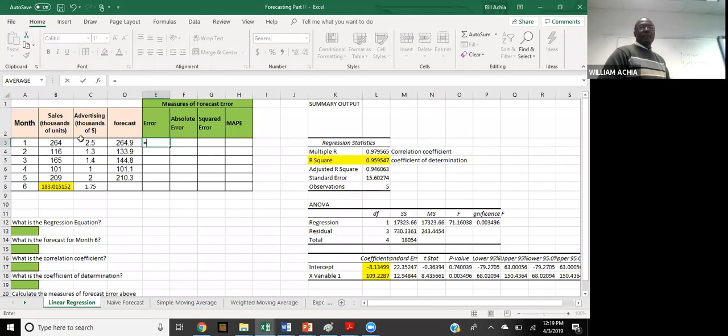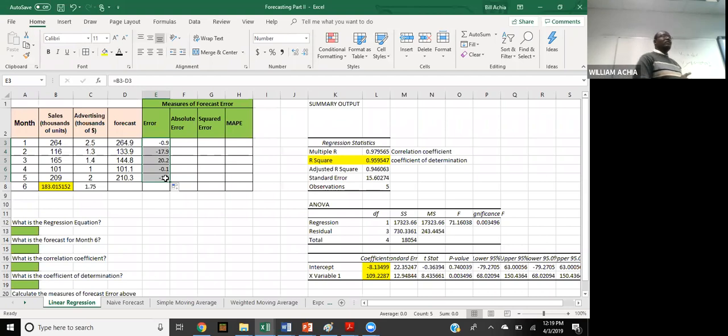Okay, so the difference here becomes the actual sales volume minus the forecast. And one measure that's of interest to us is the cumulative forecast error, which is basically the sum of these errors. So we get the sum, and this is our CFE. And in this case here, our CFE equals zero.